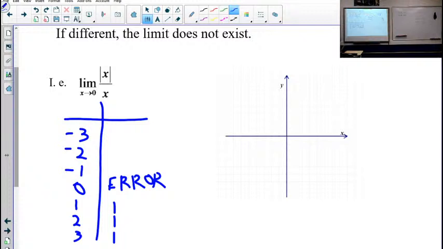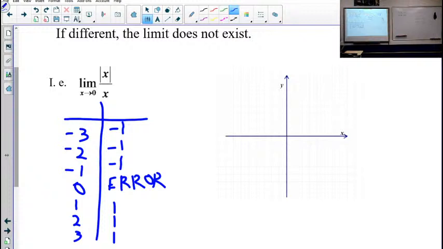What if we plug in -1? Careful on this one. On top, absolute value of -1 is 1 over -1 is going to be -1. Plug in -2, what do we get? Absolute value of -2 is 2 over -2 is -1. Absolute value of -3 is 3 divided by -3 is -1.